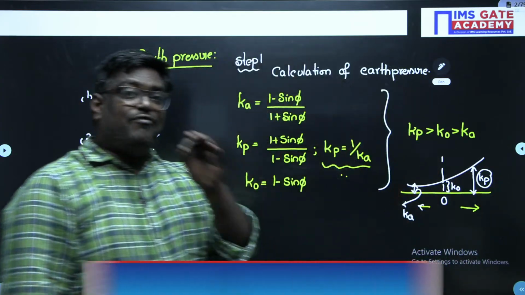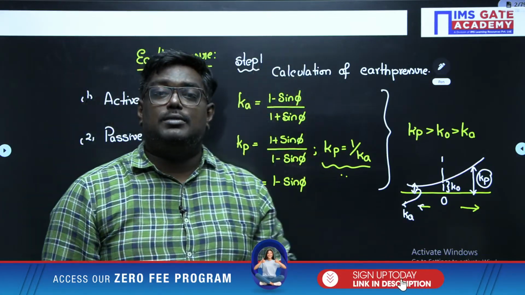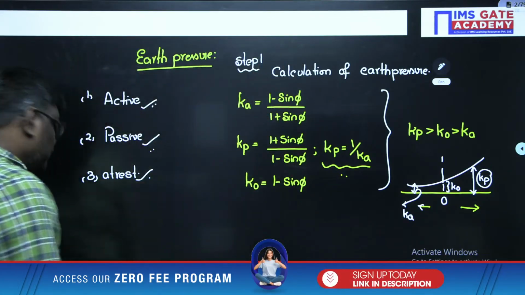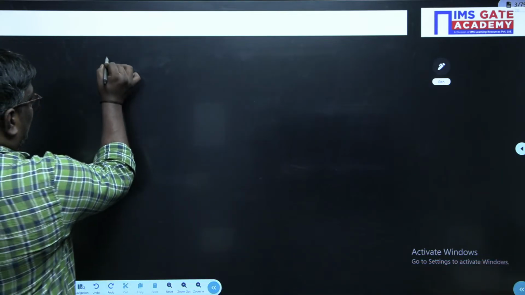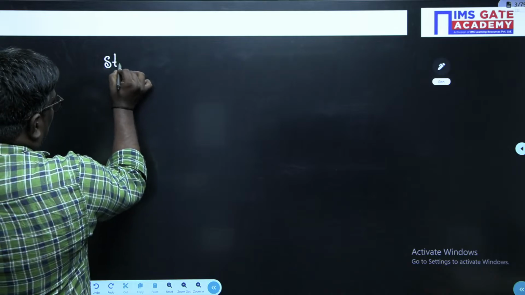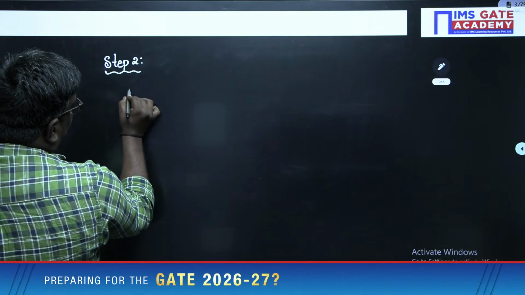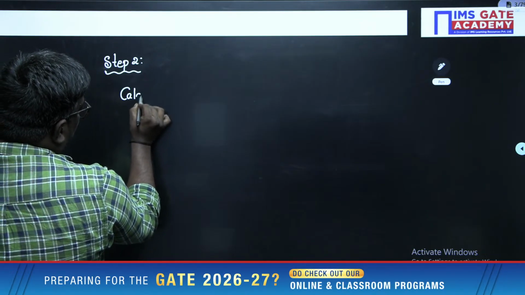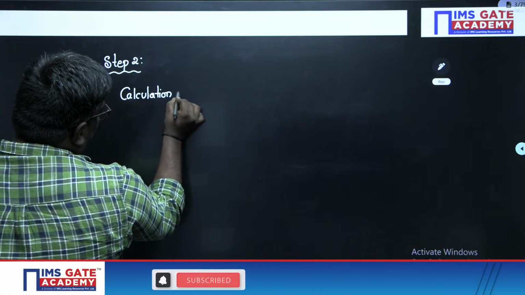Okay. So the first and foremost step here is what, sir? Calculation of earth pressure. Now, my dear students, when I talk about the second case, step 2 is nothing but the calculation of total stress. What, sir? Calculation of total stress.